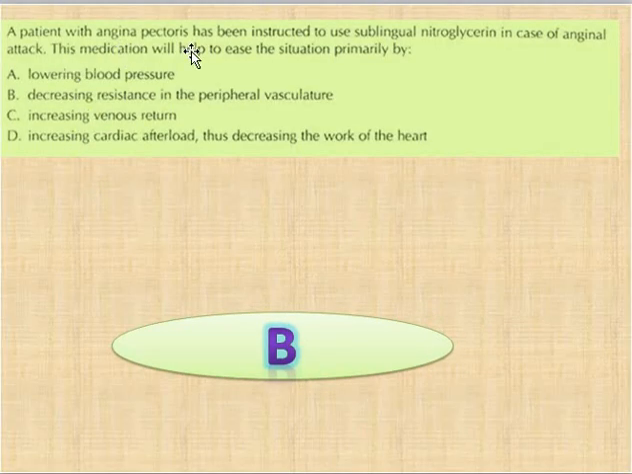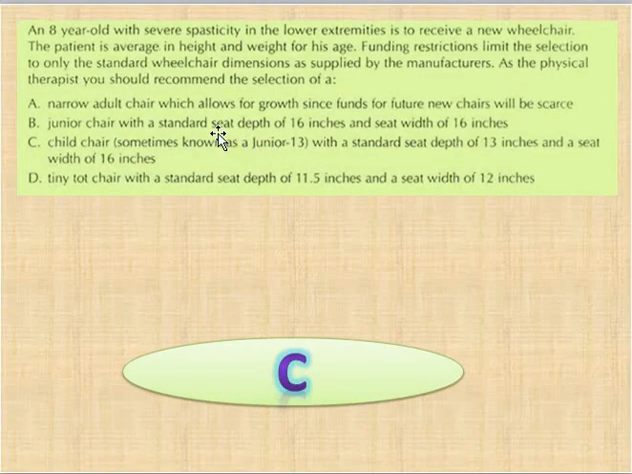A patient with angina pectoris has been instructed to use sublingual nitroglycerin in the case of an angina attack. This medication will help to ease the situation primarily by: option A, lowering blood pressure; B, decreasing resistance in the peripheral vasculature; C, increasing venous return; D, increasing cardiac afterload, thus decreasing the work of the heart. The correct option is option B, decreasing resistance in the peripheral vasculature.